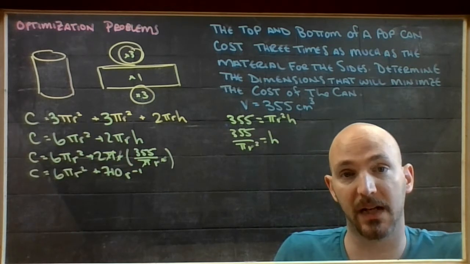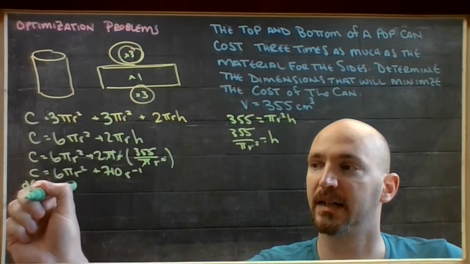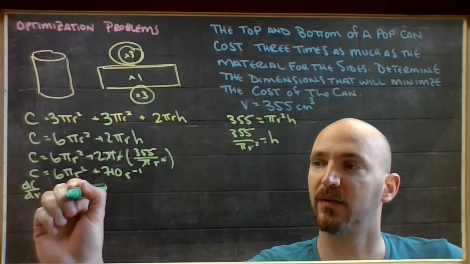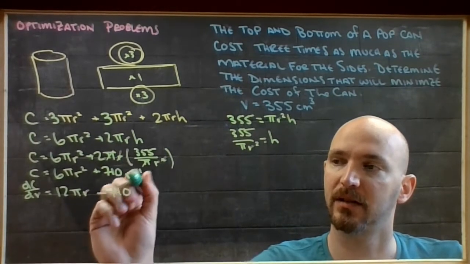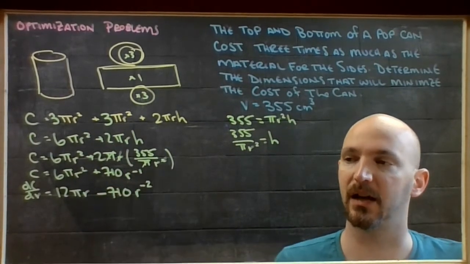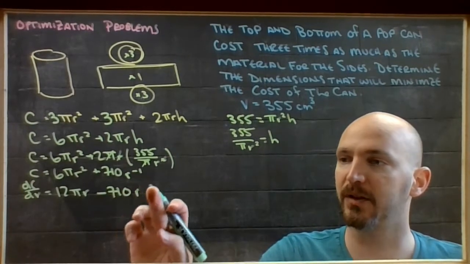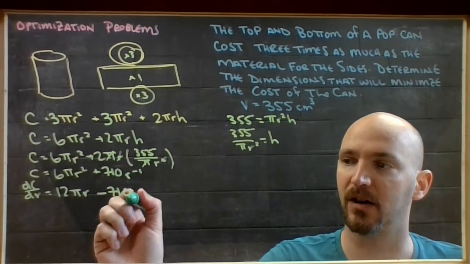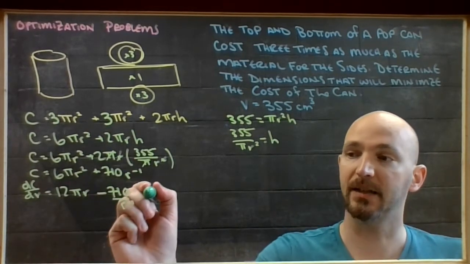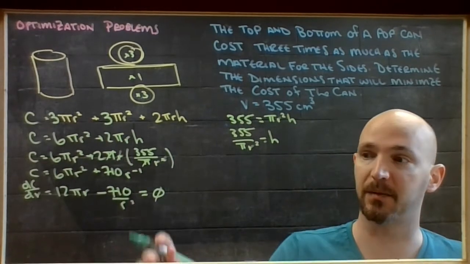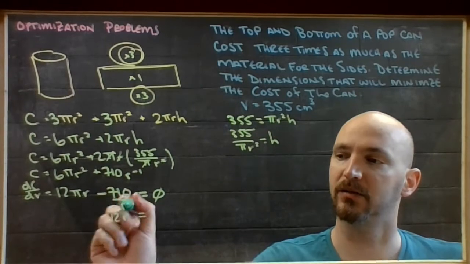So in order to minimize that, I just need to take its derivative. So dC by dr would be 12 pi r. Bring the negative in front. Drop this by 1, gives me r to the negative 2. Which, for convenience, I am going to rewrite now as r squared in the denominator. This thing should be 0 at a maximum or minimum, so I'm going to pull that over.